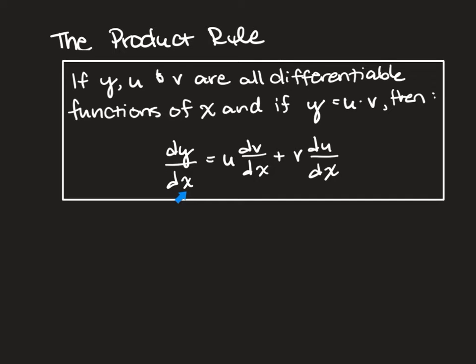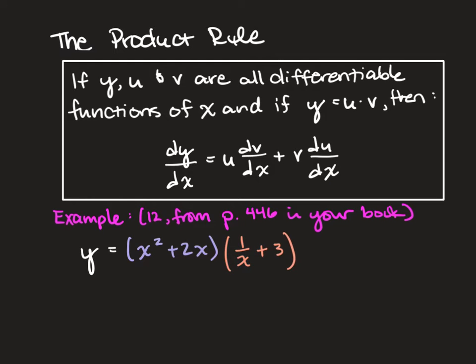The derivative of y with respect to x is the function u times the derivative of v with respect to x, plus the function v times the derivative of u with respect to x. So let's look at an example. Okay, I took this right from your book because I know that sometimes it's nice to be able to reference that. So this is example 12 on page 446.